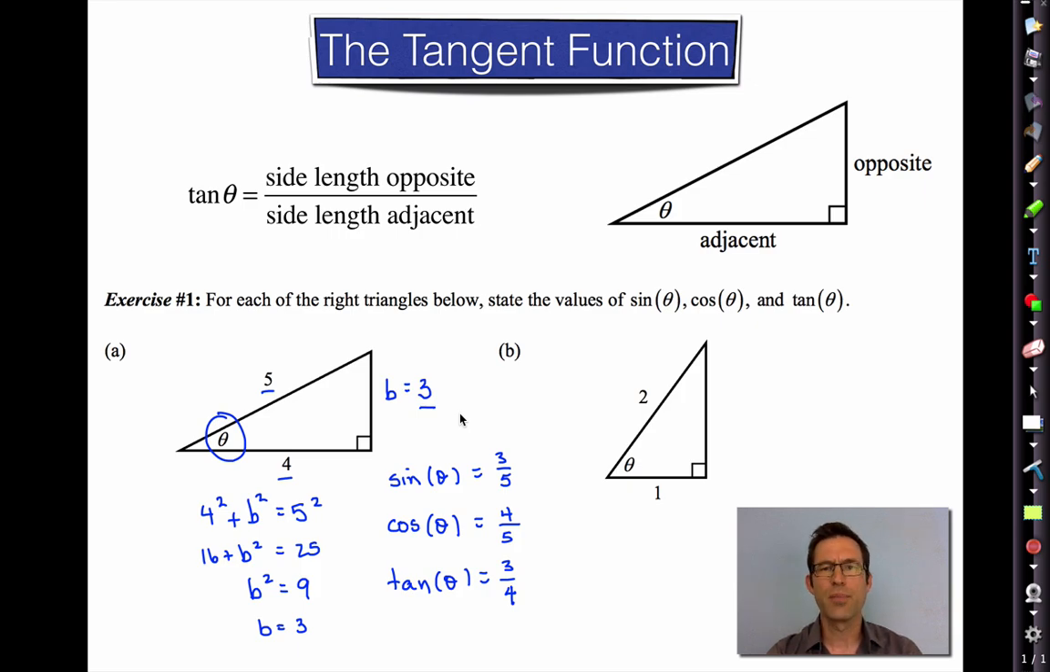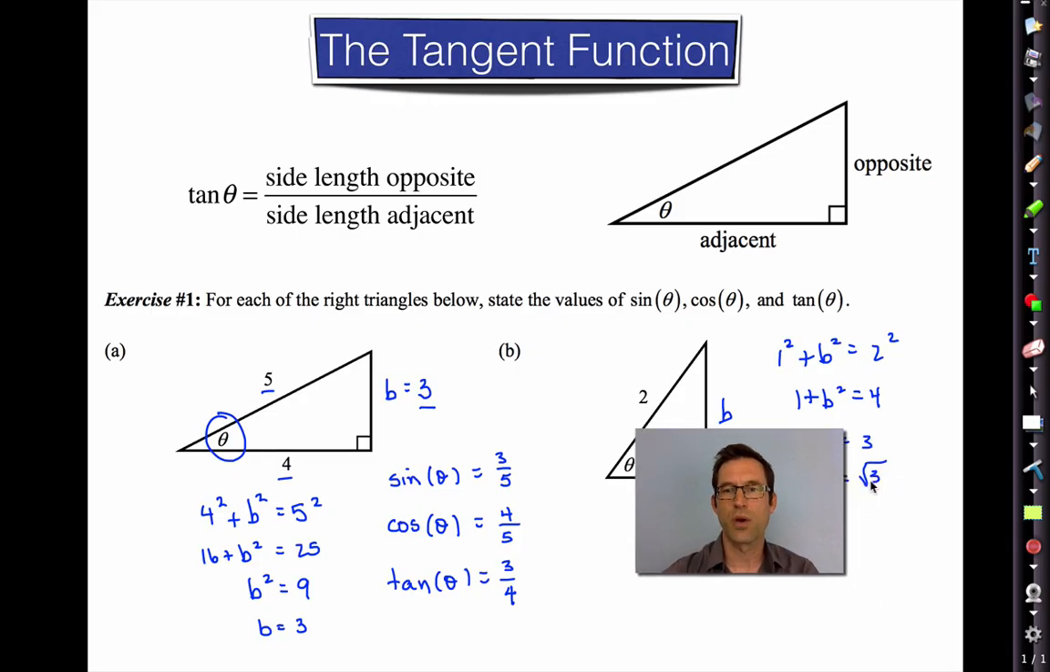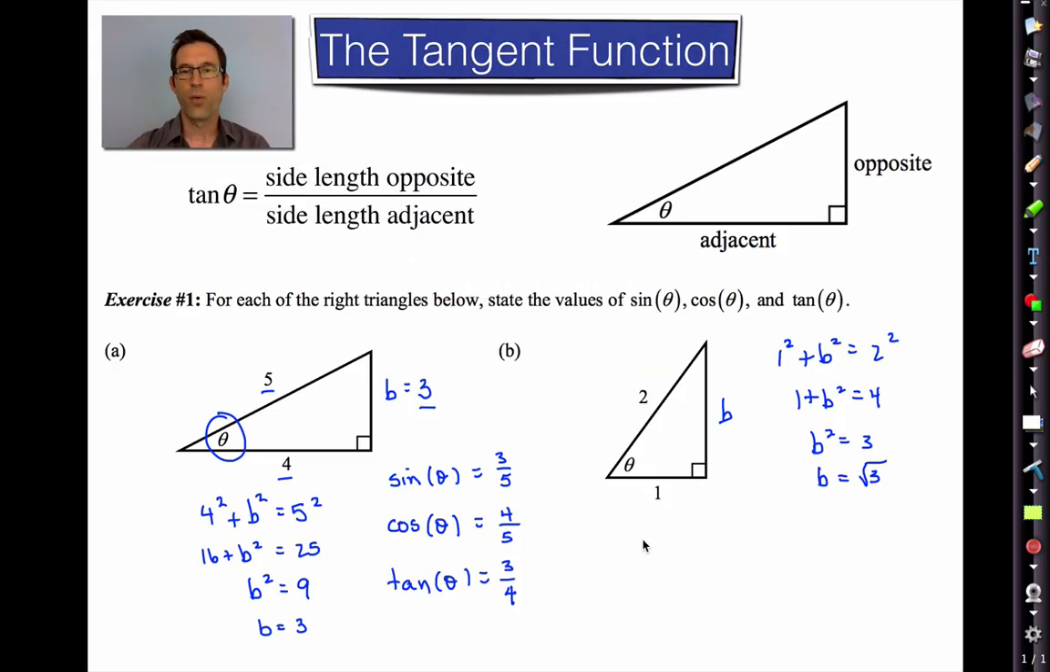It's a bit uglier, but I know you can pull it off. Okay, well, just like before, we need to find the missing side. So I'll have 1 squared plus b squared is equal to 2 squared. That's 1 plus b squared is equal to 4. B squared is equal to 3, and b is not so nice anymore. It's the square root of 3. Let me write down square root of 3 so I have it.